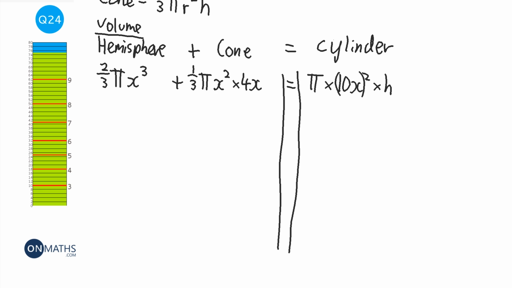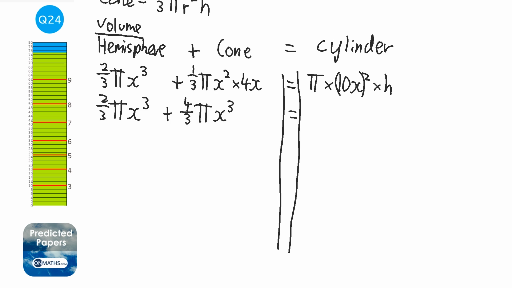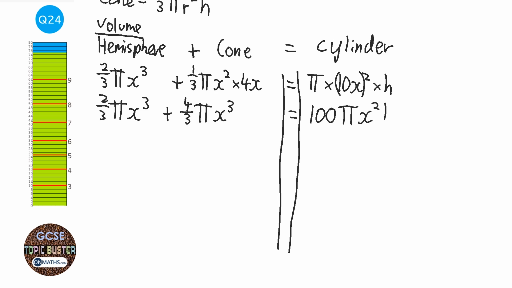I'm going to put my lines down. Okay, so what have we got? Let's sort out the timeses first, and let's tidy this up. So that hasn't got any timeses in it. This, we're timesing it by 4, so it's going to be 4/3 pi, and I'm timesing it by x, so that's going to be x cubed. This one, I'm doing the 10x squared, so I need to square the 10 and the x, so it's going to be 100. And let's do the pi next, pi, and it's going to be x squared h.